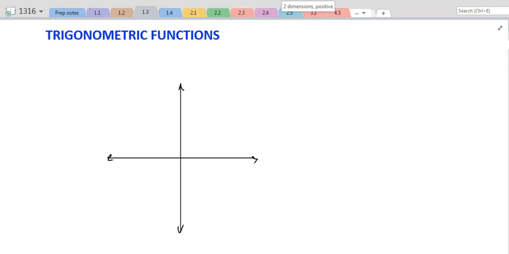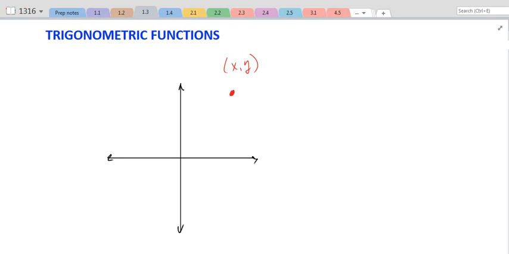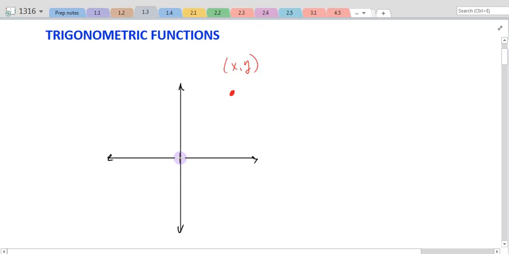We're going to start this section by talking about the six trig functions and their definitions. So to begin with, let's say that I have some point out here represented by the ordered pair x, y, and I have a line that travels through that point.